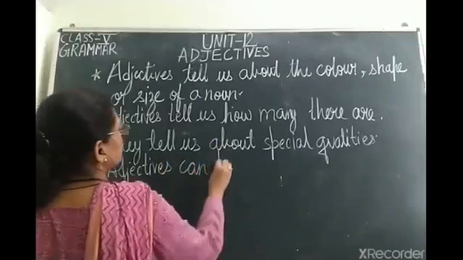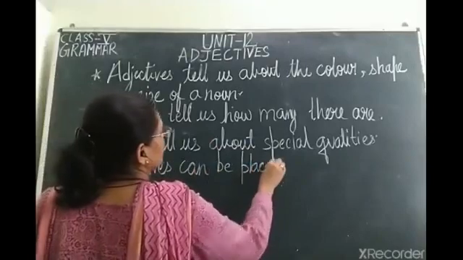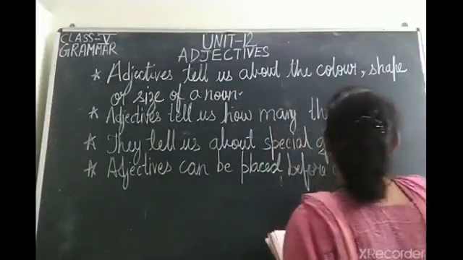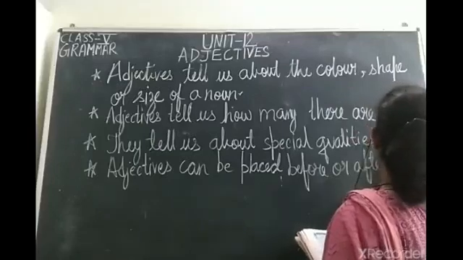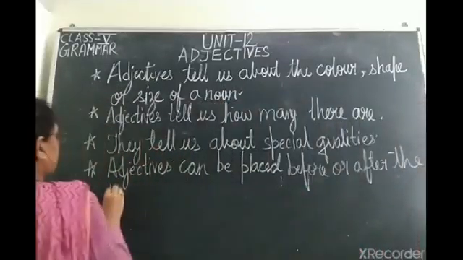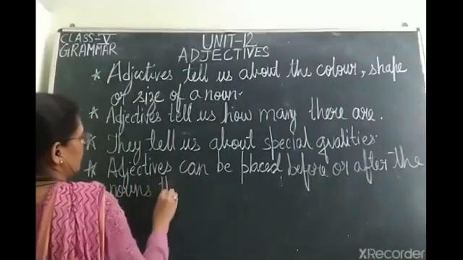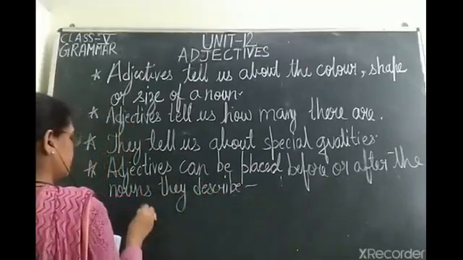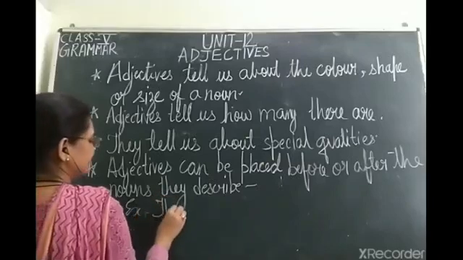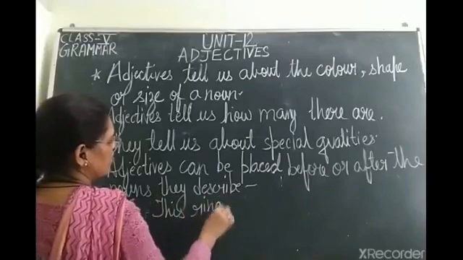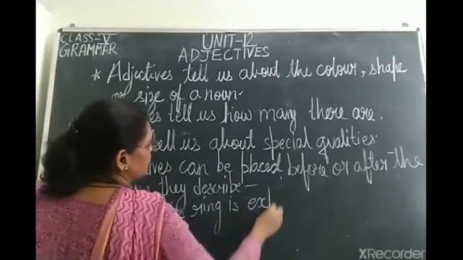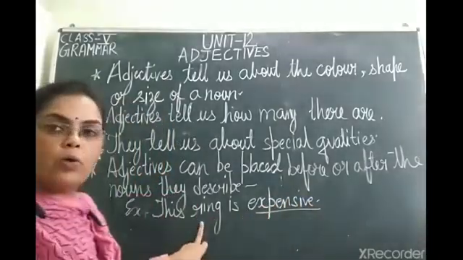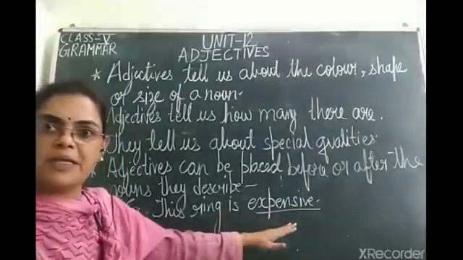Then children, you keep in mind that adjectives can be placed before or after the nouns they describe. For example, this ring is expensive. Beta, what is the adjective in this? Expensive. And what is the noun? Ring. Ring is your noun, expensive is the adjective.